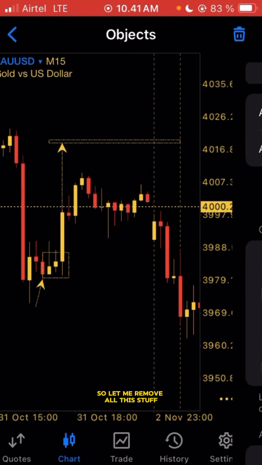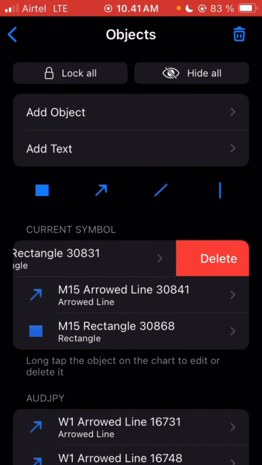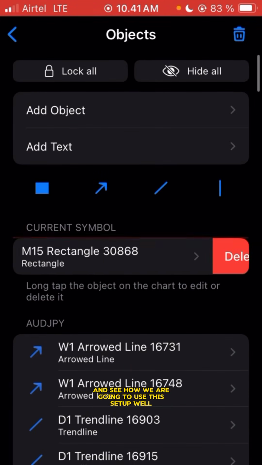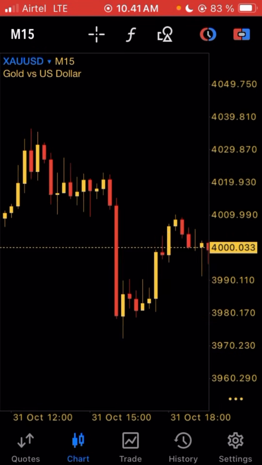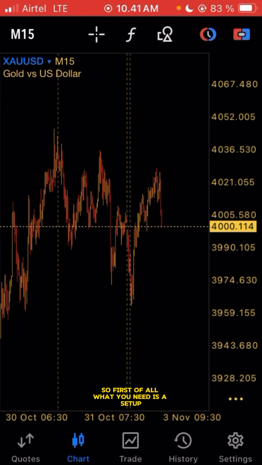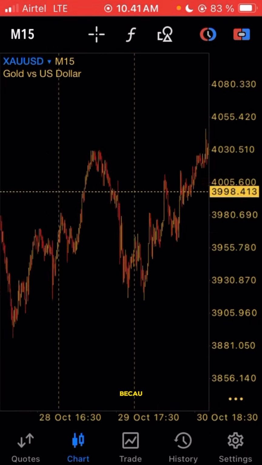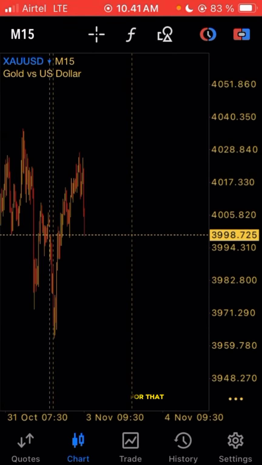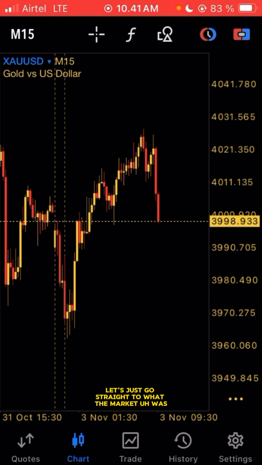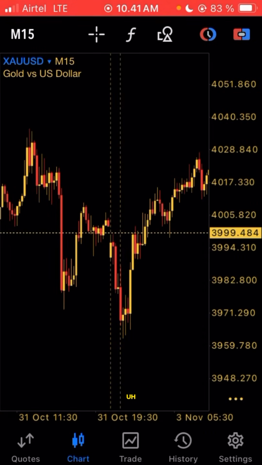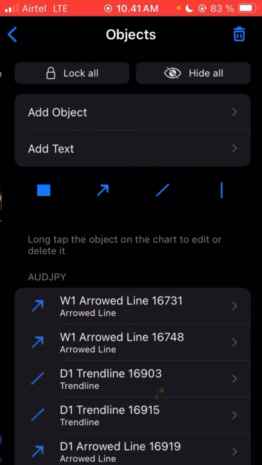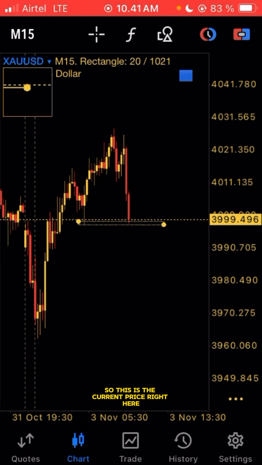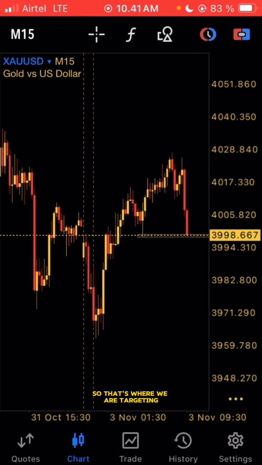So let me remove all those things, and let's see how we are going to use this setup, how we trade the setup properly. So first of all, what you need is a setup. We are going to use the current market situation, because we can't go back in time, okay? No need for that. Let's just go straight to what the market was initially. The current price action is right here. So this is the current price right here. So that's where we are targeting.